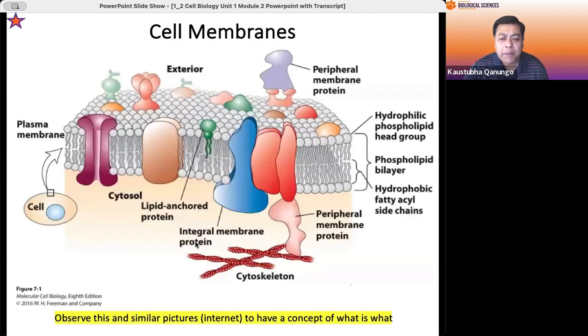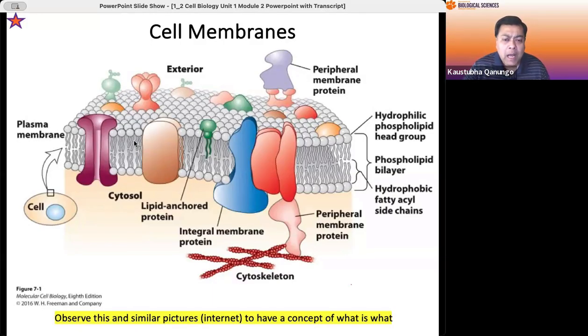So this is a picture, and take a look at this picture and spend some time on that. See that I have highlighted: observe this and similar pictures on the internet to have a concept of what is what. You will see some of those pictures in your exam, and you have to make conclusions out of that.